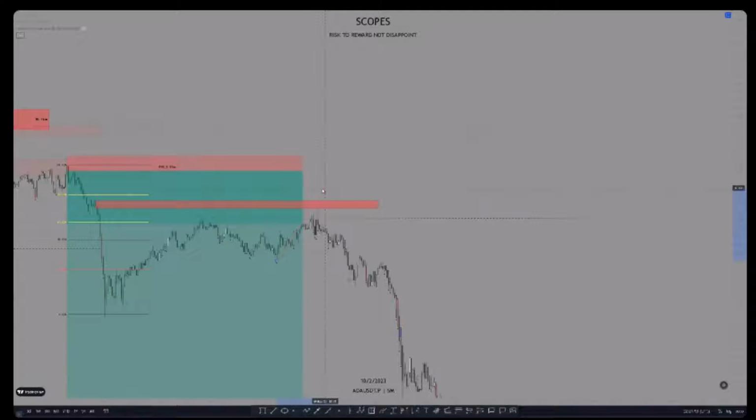Same happened to me on BTC as well, but my targets for BTC are still at the same area. But yeah, like I say, it stopped me out and I didn't get back in at this level when really I didn't look.